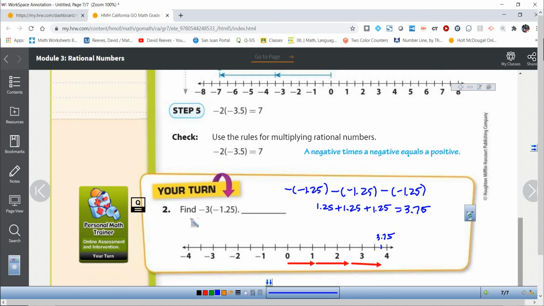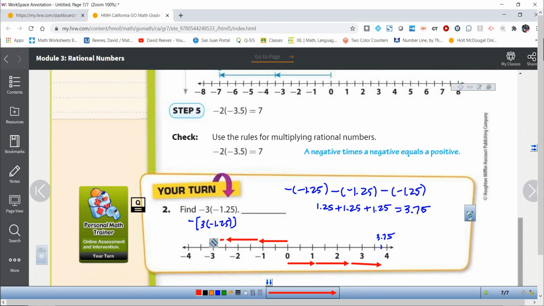Now, if we did it the book's way, again, this is what they're saying to do. They're saying to do this. Go ahead and do 3 negative 1.25s. So they would have us go 1.25. Why does that keep ending up in the way, right? And then 1.25 right there, right?